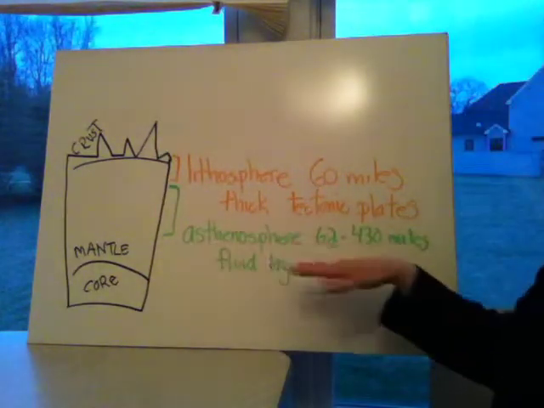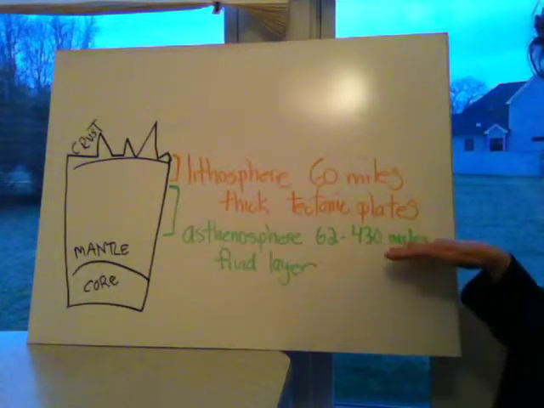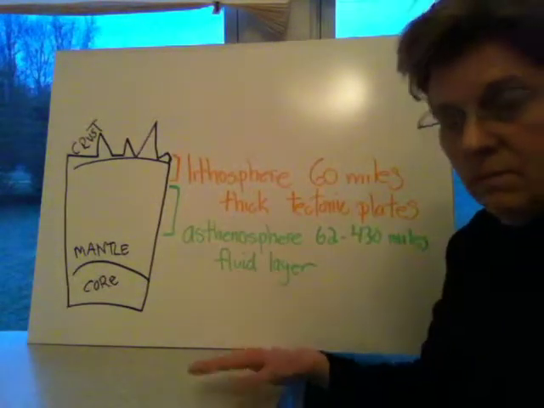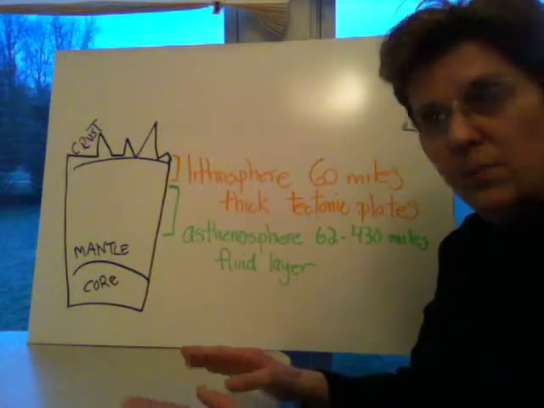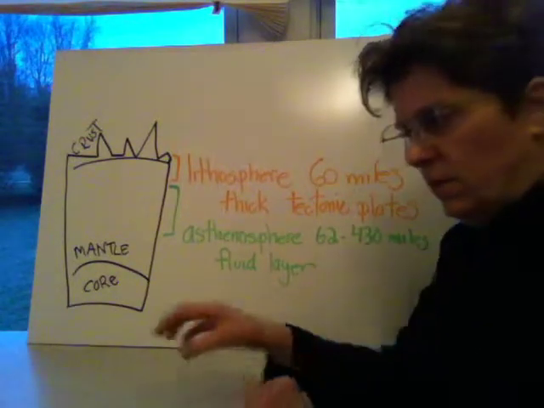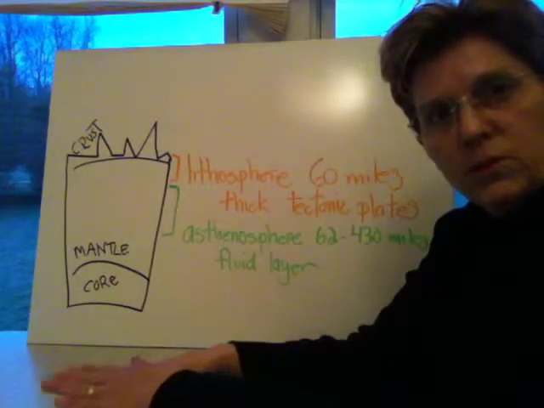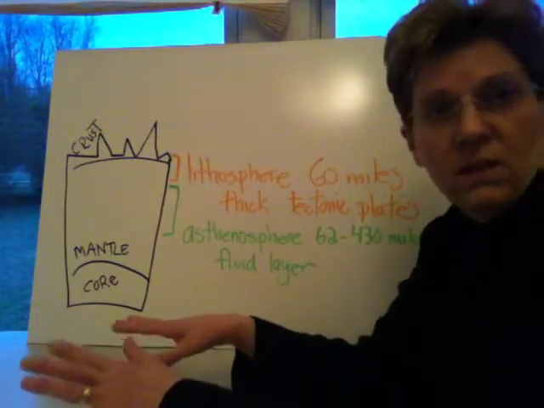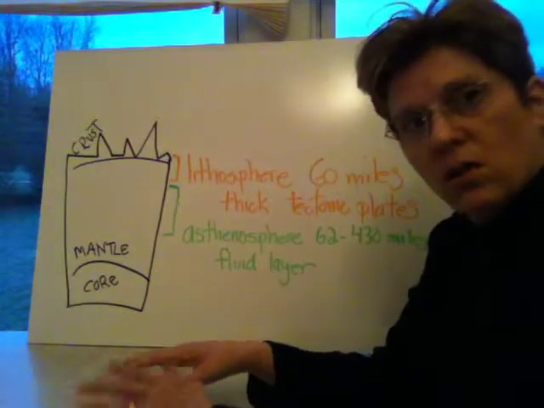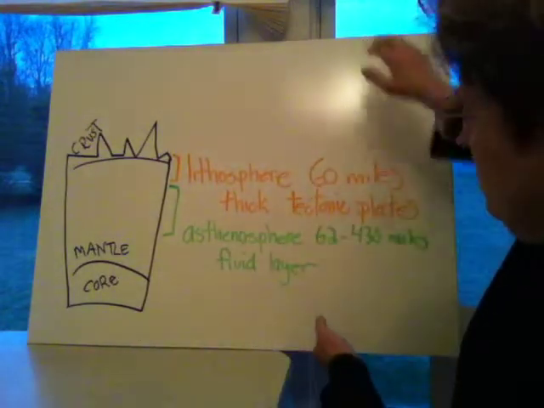The asthenosphere is about 60 miles to 240 miles. It's a fluid layer, not liquid like water, but fluid like silly putty. If you leave a bunch of silly putty on a flat surface, it will soon just spread out. So that's how the asthenosphere behaves. Still a solid, but it spreads out.